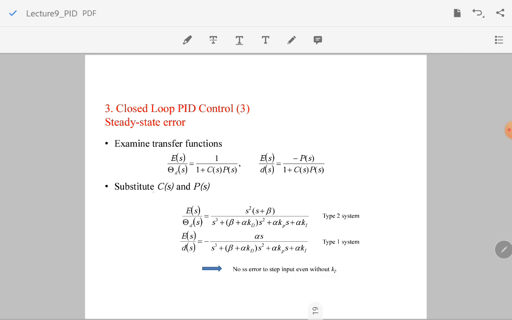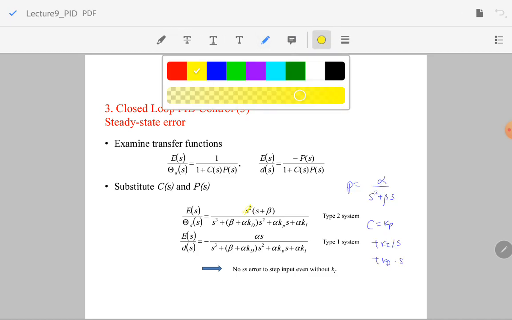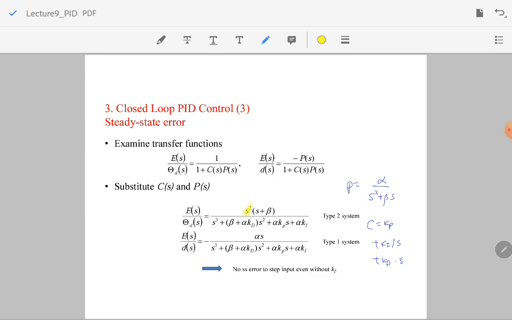So when I actually substitute in the C of s and then P of s, do you remember what C and P were? P was alpha divided by s squared plus beta s, and C was Kp, Ki, and Kd. Okay, so when you plug these two in, you find that E over theta d equals this, and right away you can tell this is a type 2 system. Just looking at the s squared, you have a type 2 system.